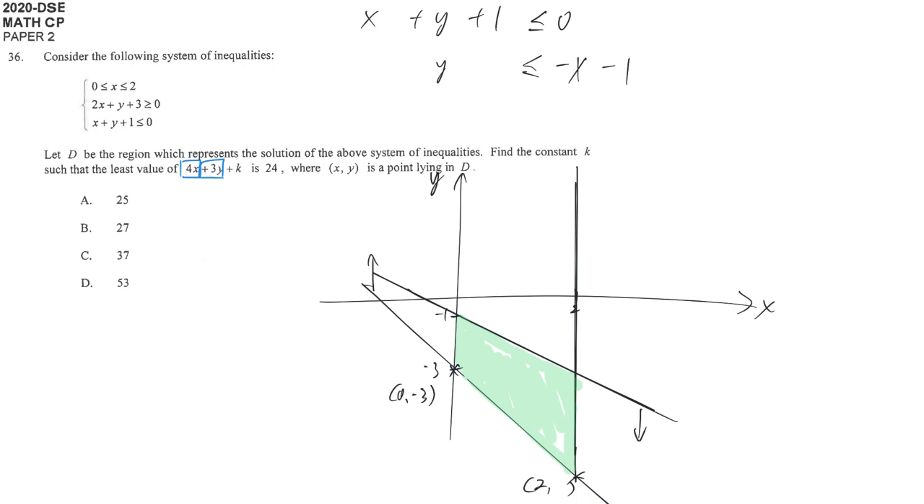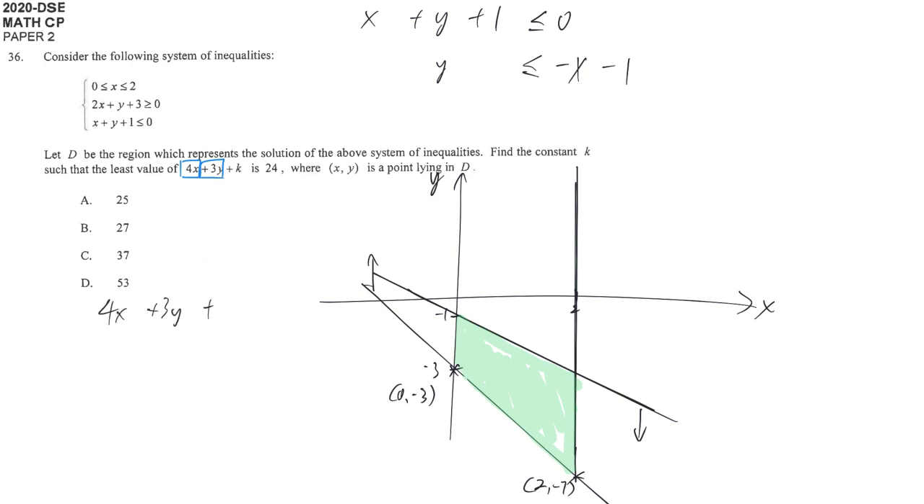I only know the x coordinate is 2. The corresponding y coordinate should lie on this line. That means this line, 2x plus y plus 3 equals 0. So y is equal to -2x minus 3. When x equals 2, y equals -7. So this is -7.